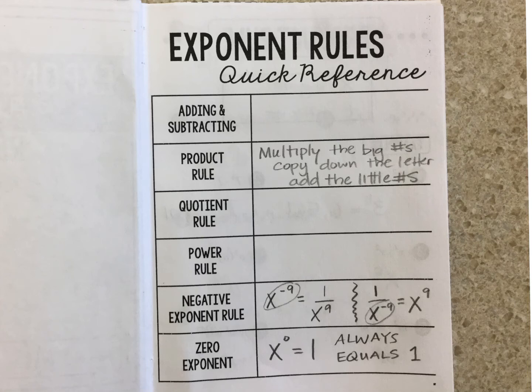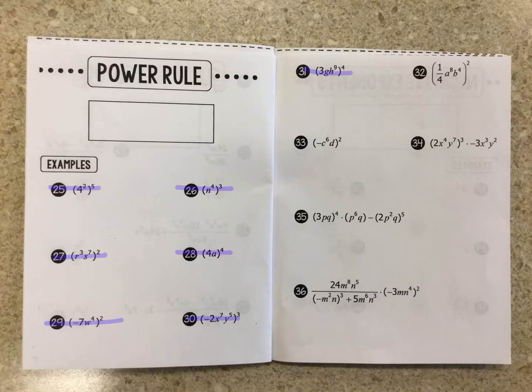All right, Jenna, so the first thing I need you to do is make sure you have this information filled out on the very first page of your exponent rules quick reference in your little book. So pause it and copy down all that information. I want you to find the page that starts with number 25 in your book, and I need you to do 25 through 31, the ones in purple.